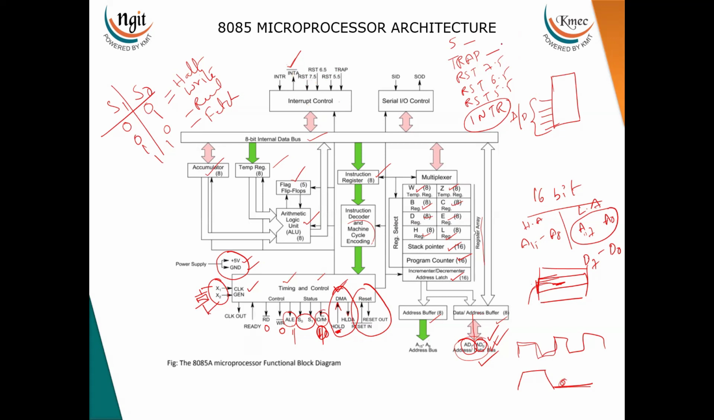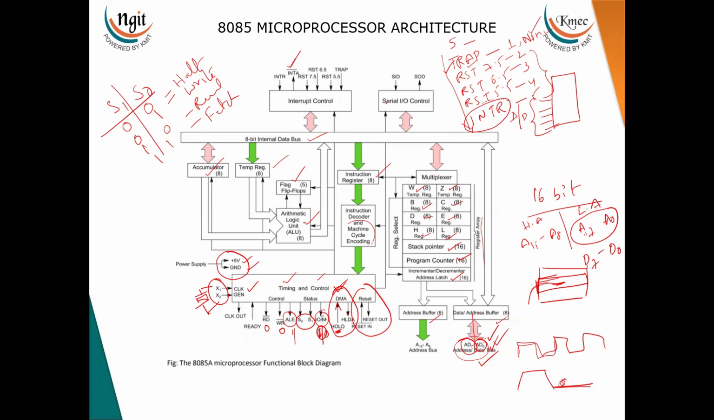Now here TRAP has the highest priority. From top to bottom, the priority decreases, so the next ones have the second and subsequent priorities, and the least priority is INTR. TRAP is also non-maskable. Non-maskable means that once the TRAP signal is generated, the processor can't ignore the TRAP interrupt. The remaining ones are all maskable interrupts. Depending upon the priority or the requirement, the processor can neglect the remaining interrupts. So these are the maskable interrupts, and this is the non-maskable interrupt.